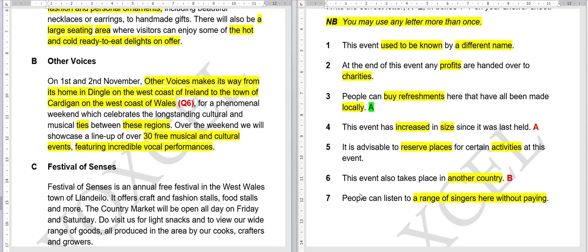Let's read the seventh. Is there any mention of you can listen to a range of singers without paying? Yes, there is. So again, the answer to this is B. Where is it written? Here. 30 free musical and cultural events and incredible vocal performances. So free, meaning to say without paying, obviously. Vocal performances, singers. I hope it is clear.